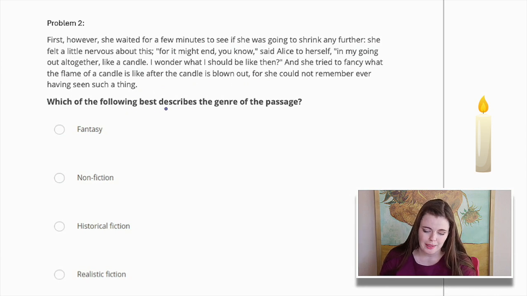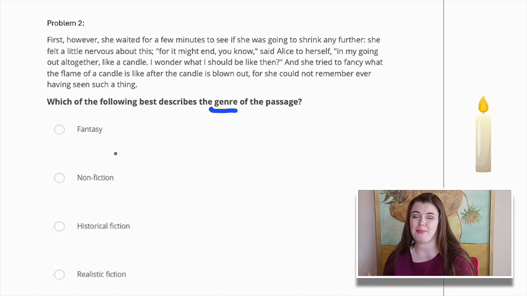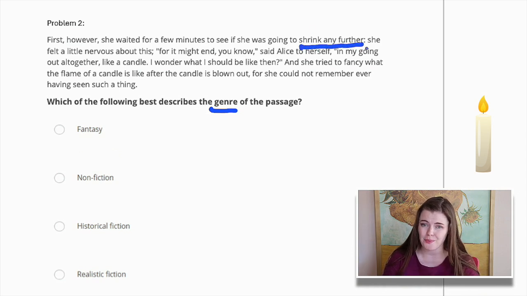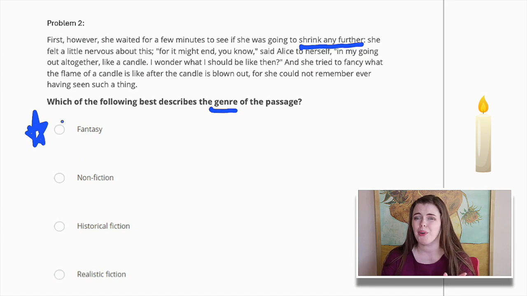Which of the following best describes the genre of the passage? Now, first we have fantasy. Now remember, fantasy has imaginative elements such as made-up creatures, made-up lands, or maybe something weird is happening to one of the characters. For example, Alice here is shrinking, which is not really something that is likely to happen in real life, making fantasy a pretty solid answer choice. So I'm just going to go ahead and put a star next to it, but we're going to keep going just in case there's anything better.